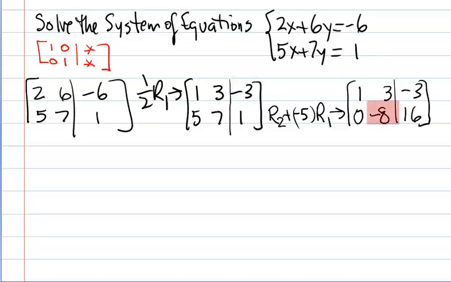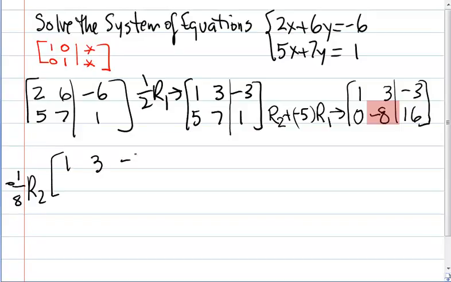Now, in this position, I have a -8, and I would like it to be a 1 in that position. So, -1/8 row 2 is the operation that'll do that. Across the second row, I'm going to multiply by -1/8: 0 times -1/8 is 0, -8 times -1/8 gives me +1. And 16 times -1/8 is -2.